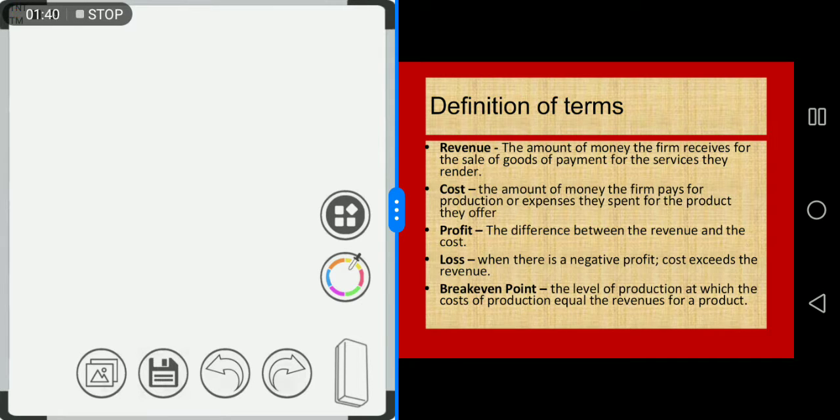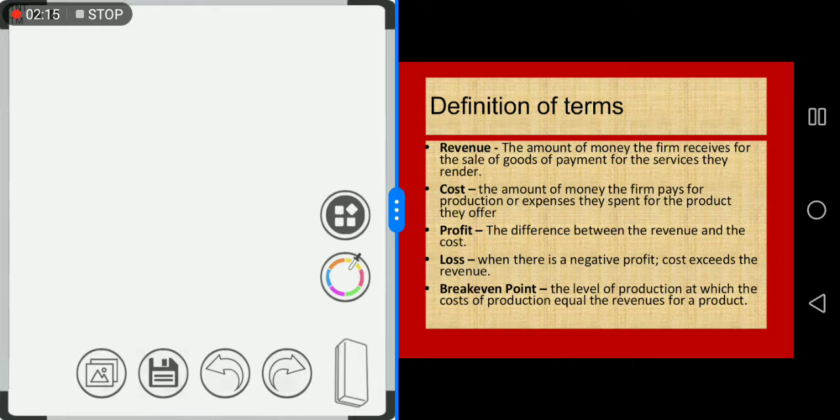Then, profit, the difference between the revenue and the cost. So, ayun, nandun na rin naman yung word na difference. So, ibig sabihin, para malaman natin kung magkano nga ba yung profit natin, we subtract the cost from the revenue, then we will get the profit. The next one is loss. Pag sinabing loss, it refers to the negative profit. Okay, so the cost exceeds the revenue. This is what happens when the cost exceeds the revenue.